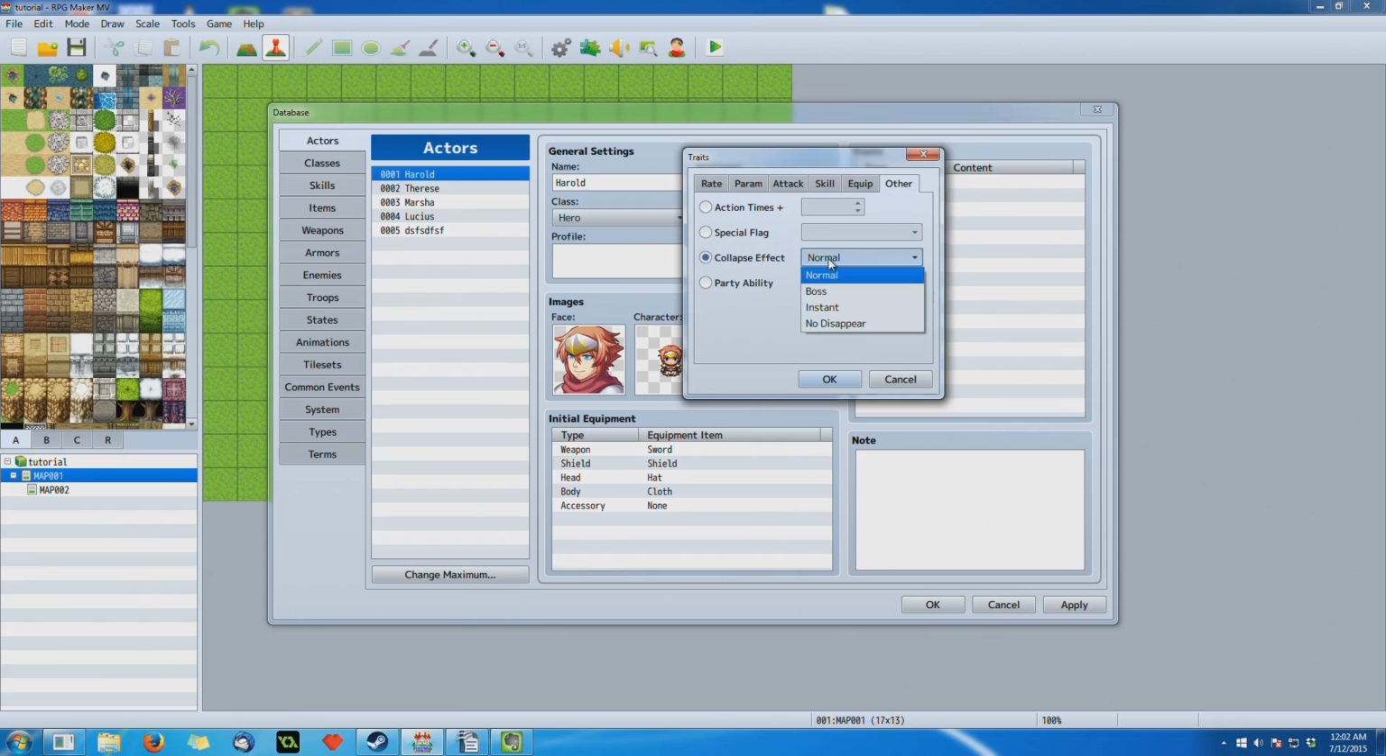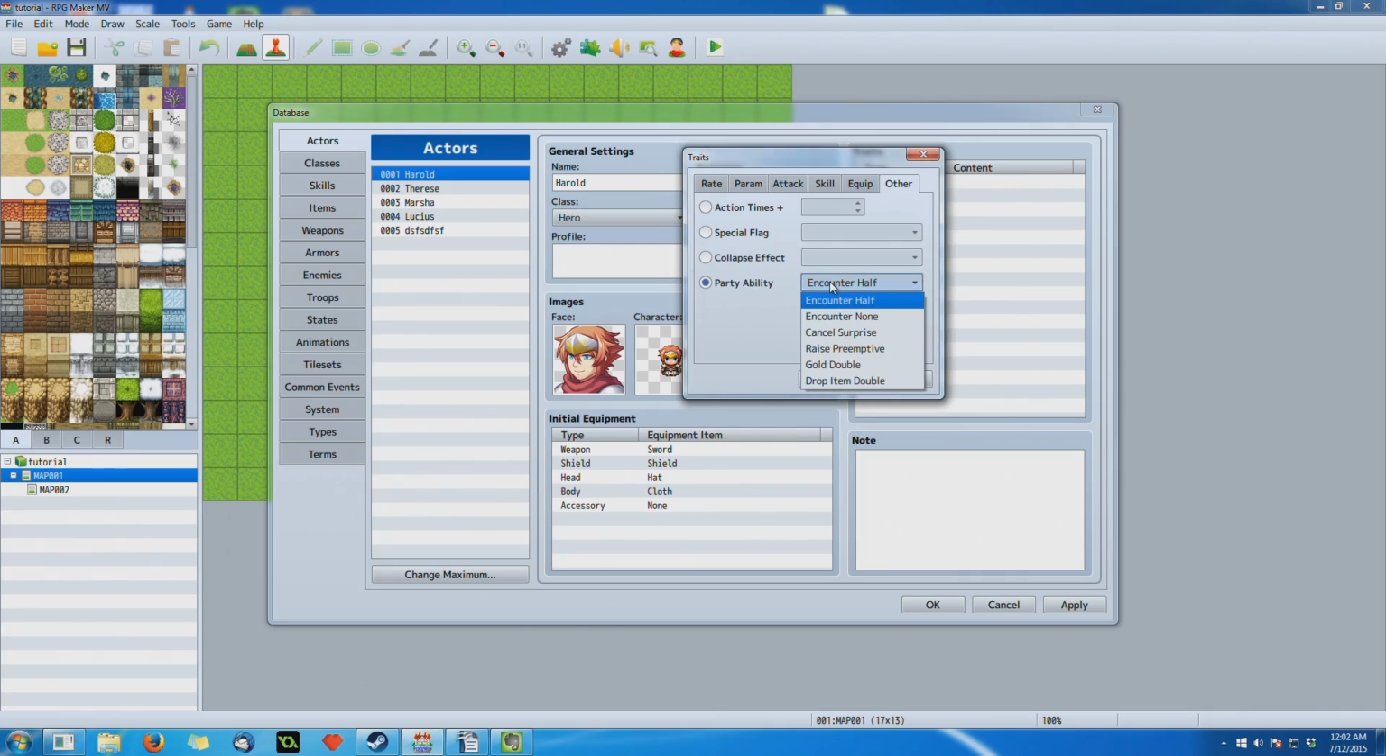Okay, so now we have collapse effects, and these are just animations played for when the person dies. So by default, an actor's collapse effect is normal. Boss has a boss collapse effect, and you can change that to whatever you want. Now, party abilities. These are very interesting things here.